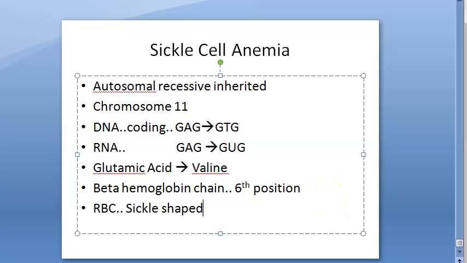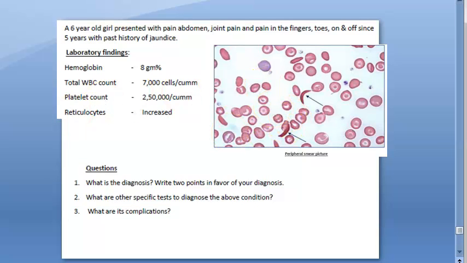Now what happens if they are sickle shaped? Their oxygen carrying capacity will reduce, correct? Here you can see pleiotropy. Some of the RBCs are round and some of the RBCs are sickle shaped, so this is codominance. What else can you know about sickle cell anemia? The manifestations can be anemia, then vaso-occlusive episodes, microinfarcts, macroinfarcts.